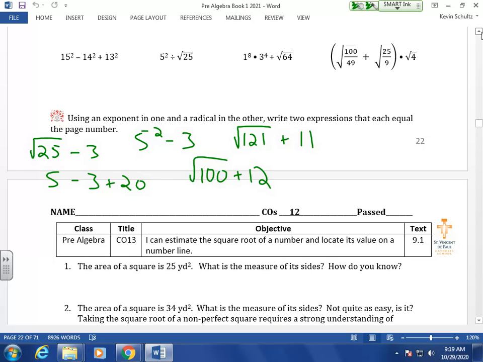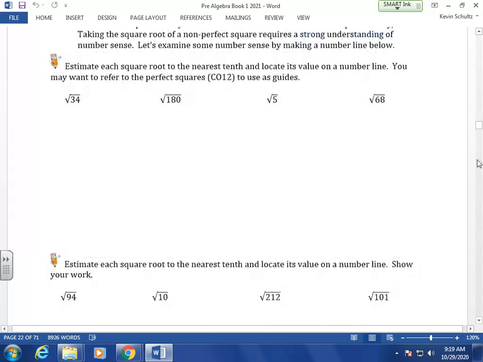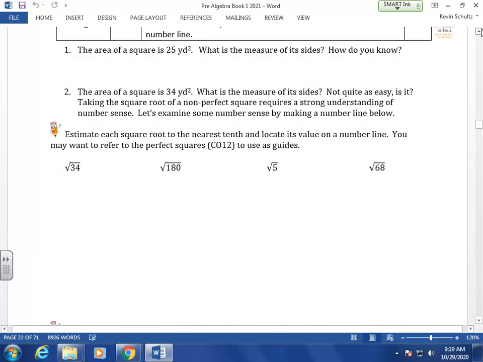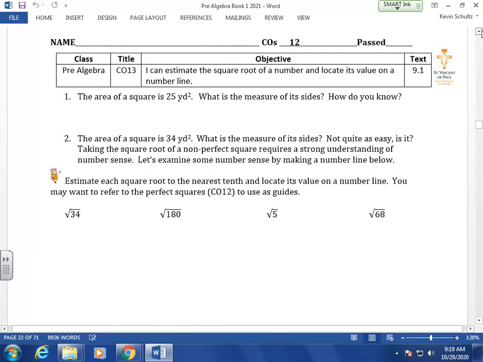Okay. So CO13 is going to still be in the realm of roots, but we're going to be looking at, instead of perfect squares, non-perfect squares. And we've seen non-perfect squares before when we did rational and irrational numbers. But our goal today is not only to recognize a non-perfect square and classify it, but recognize a non-perfect square and estimate its value. Okay? It's not a perfect square, so we're not going to be able to get it exactly, but we want to estimate it as closely as we can.